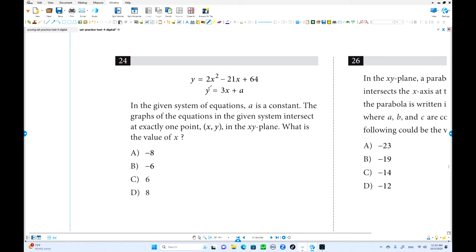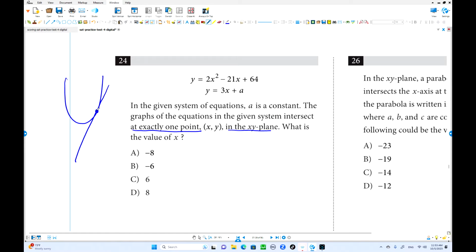Here is number 24. In the given equations, the system has exactly 1 point in the xy plane. What is the value of x? The graph looks like this one, okay? I'm just going to draw a graph. Open a board. This is a positive slope. The slope is going to look like this way.